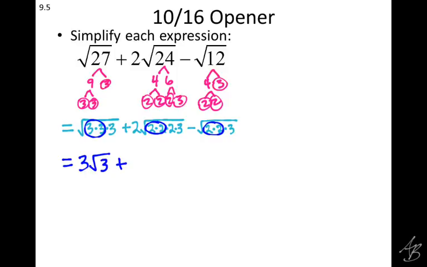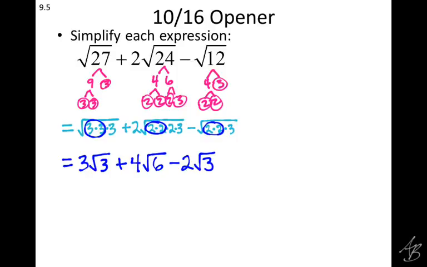On the second square root, we have a 2 that's going to the outside, but there's already a 2 out there. So what do we get out there? 4. And then what's left on the inside? 6. So that 2 times 3 is going to give us 6. And then for the last one, we get 2 on the outside and 3 on the inside.